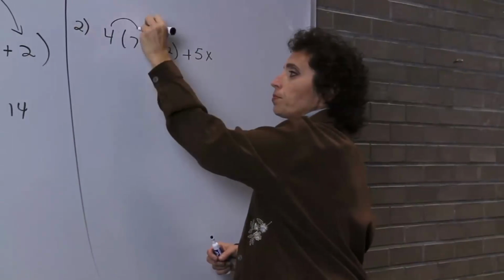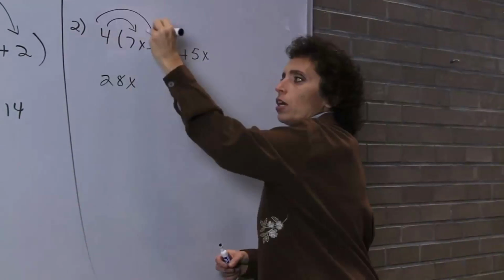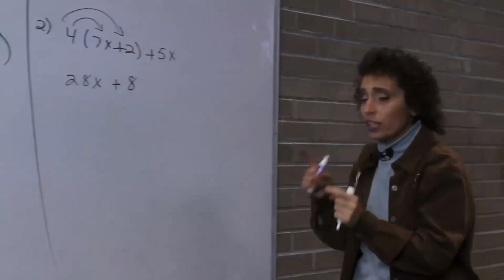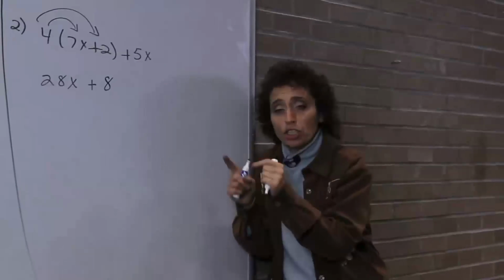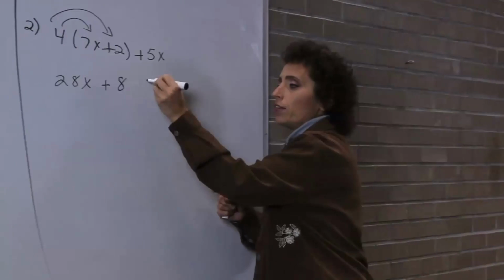Okay, here we go. 4 times 7 is 28x. Positive 4 times a positive 2 is a positive 8. Notice, this is where this is important. I must drop the parentheses here. Must drop the parentheses here. Plus 5x.